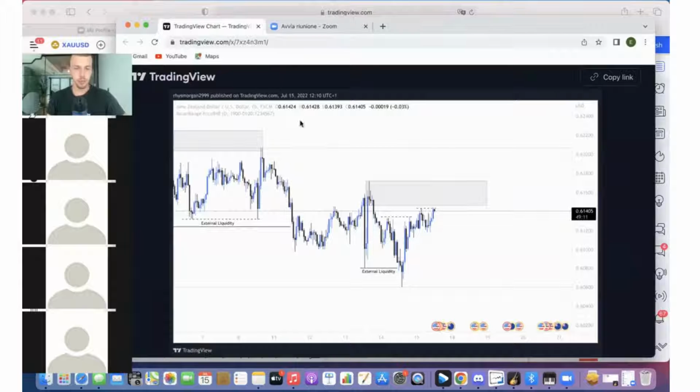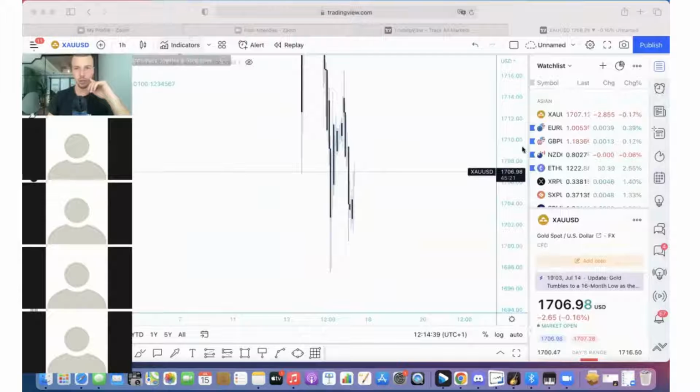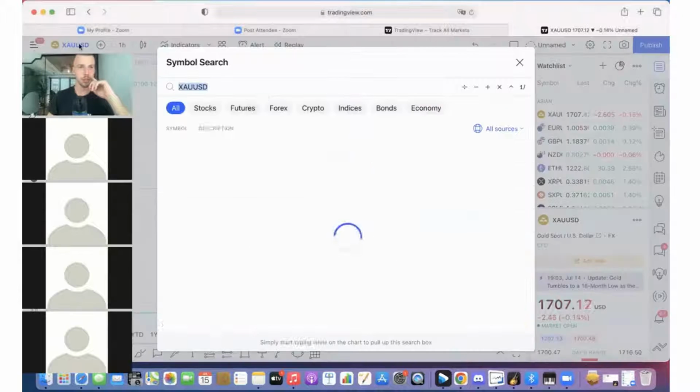For example, here we have the first chart. This is NZD USD. I really don't trade it, but it's fine. I really like this order block because it breaks and it manipulates. However, this is 1 hour time frame, and I need to check what's going on other time frames. Let me check quickly.